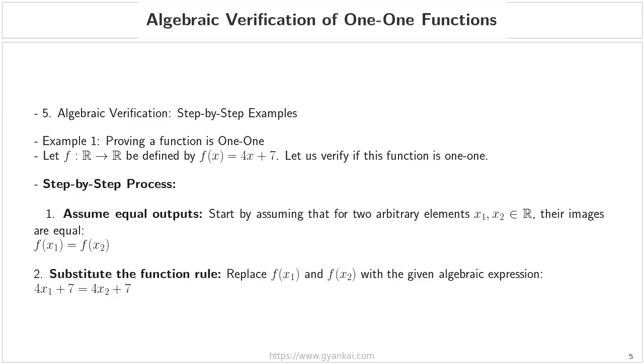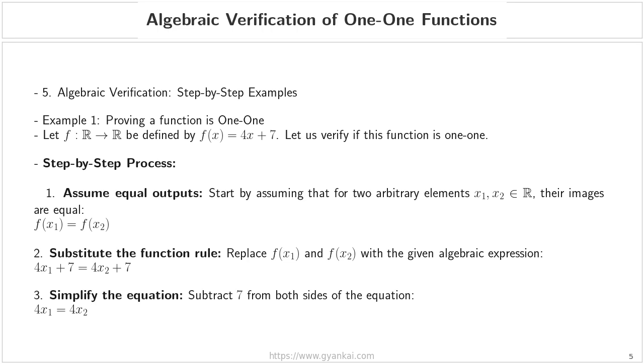Second, we substitute the specific rule of our function into this equation. By replacing the function notation with the algebraic expression, we get 4 times x₁ plus 7 equals 4 times x₂ plus 7. Third, we simplify the equation to isolate the variables. We begin by subtracting 7 from both sides of the equation, which leaves us with 4 times x₁ equals 4 times x₂.